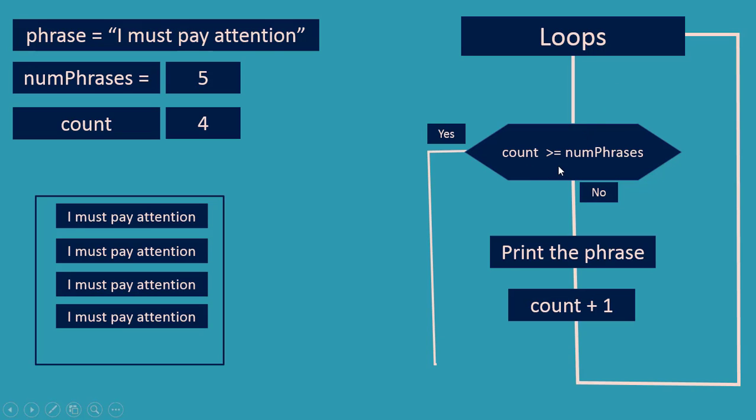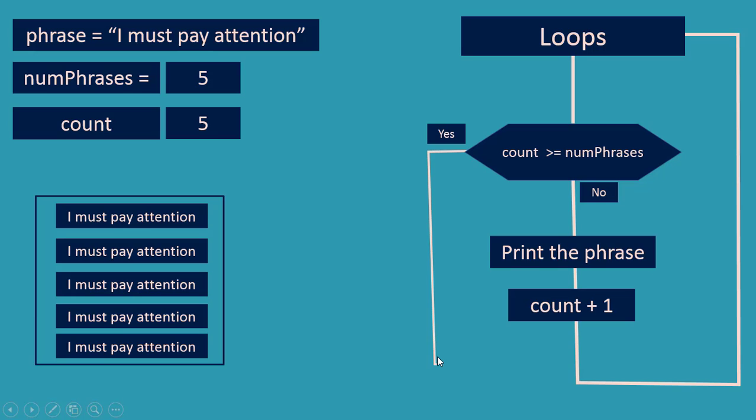Is 4 greater than or equal to 5? No. Print the phrase and add 1 to counter. Now counter is 5. Then the program will get to the condition and ask, "Counter, that is equal to 5, is greater than or equal to num phrases, that is equal to 5?" The condition this time is true, so the program will take the path that says yes and exits the loop.